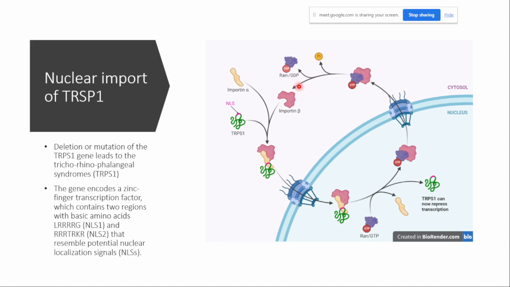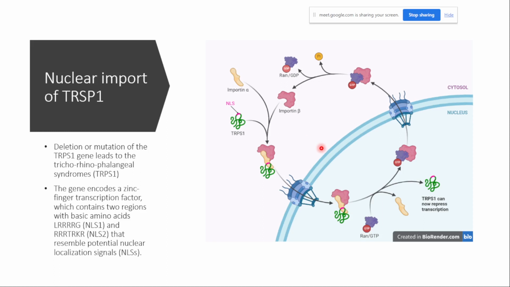RAN GDP becomes a separate thing. Then in the next cycle, importin beta binds to importin alpha, and importin alpha binds to the NLS of the target protein, here TRPS1. This combination is required for nuclear import, then the dissociation of importin alpha, then the export, and then again the same cycle. That's how importin alpha-beta helps in nuclear translocation.